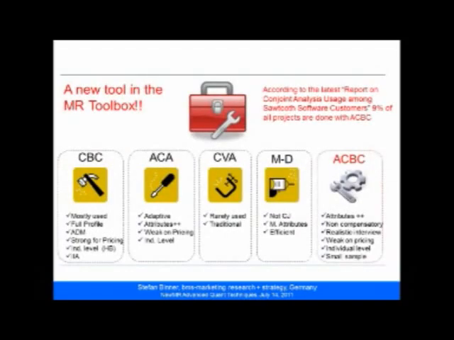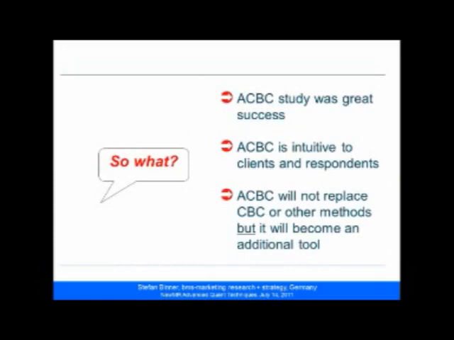Now, I would definitely say we have a new tool in the toolbox. ACBC is a very good extension to all the conjoint methods we have, and according to the latest report on conjoint analysis usage among Sawtooth customers, 9% of all projects are done with ACBC. So it's good for many attributes, for non-compensatory attributes. It's a realistic interview, maybe pre-comprising, good on the individual level, and good with small samples. However, I don't think that this 9% will go up a lot unless you have alternative-specific designs.